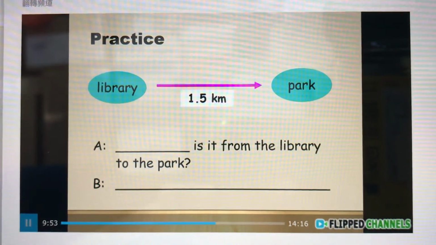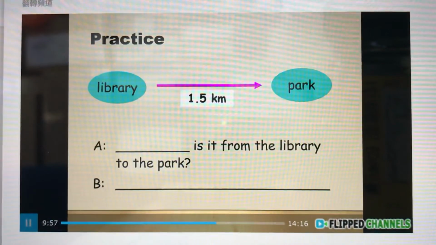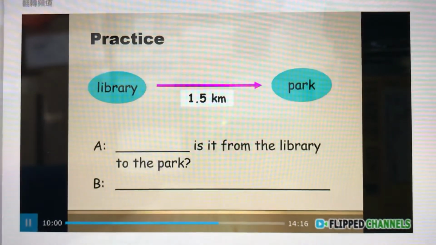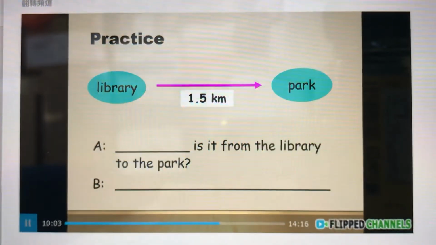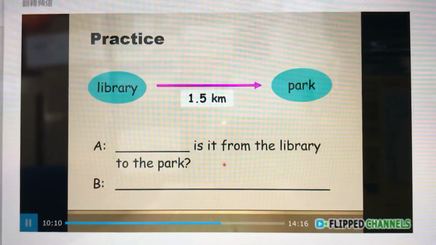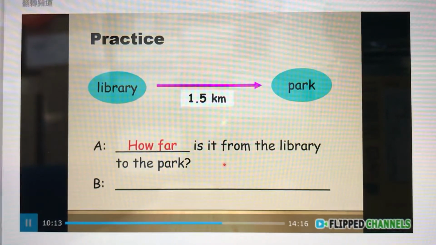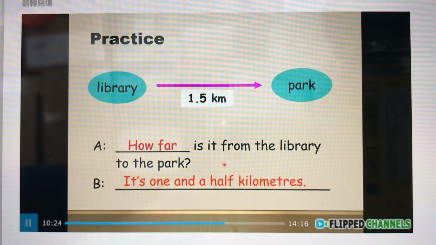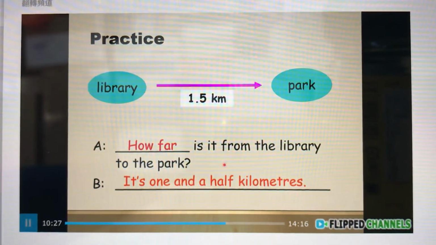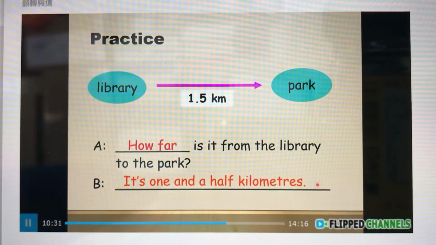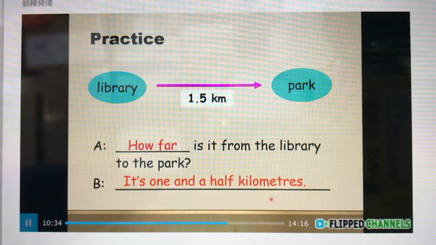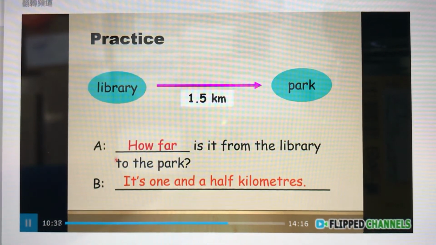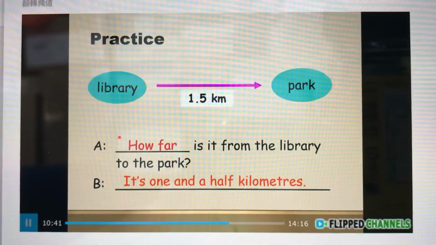Next, library, park, 1.5 kilometers. So, what is the question word here? How long or how far? Very good. How far is it from the library to the park? What is the answer? It's 1.5 kilometers. Whenever we see kilometers here, it's talking about the distance. So we should use how far to talk about the distance between two places.